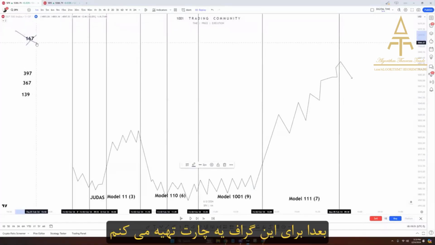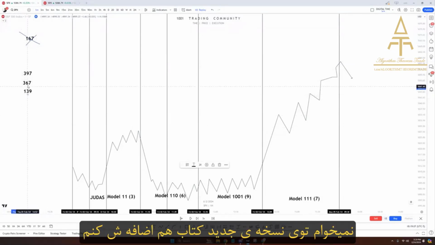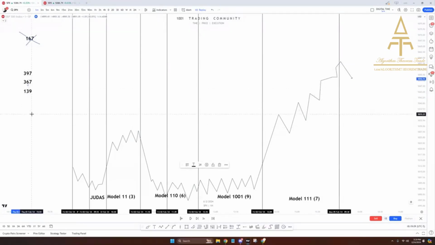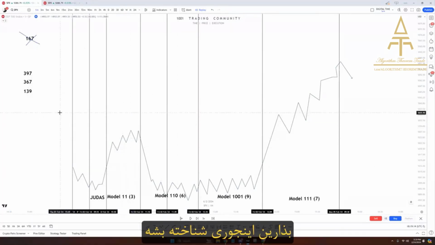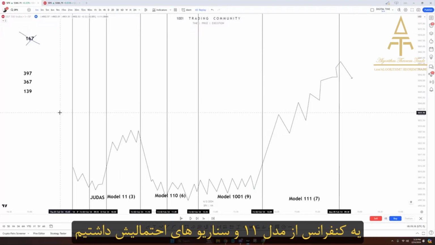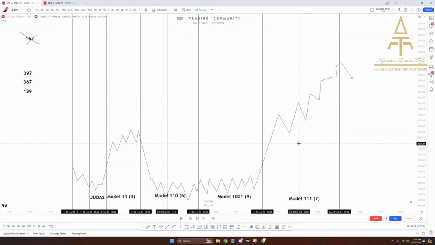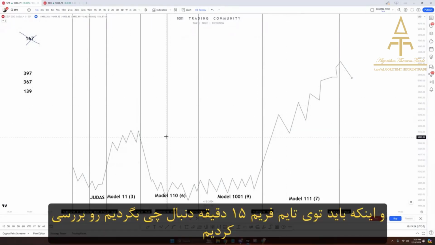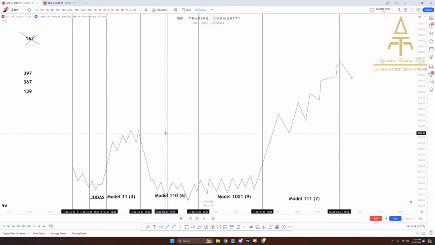Later on, I'm going to make a chart for this graph just to make it a bit more clear. I might even include it in the new version of the book. Okay. So depending who's watching this at this point in time, just let that be known. But this is a lecture on Model 11, possible scenarios, possible integration with other time models, and what to look out for on the 15-minute time frame. Hope this lesson was insightful, and God bless.